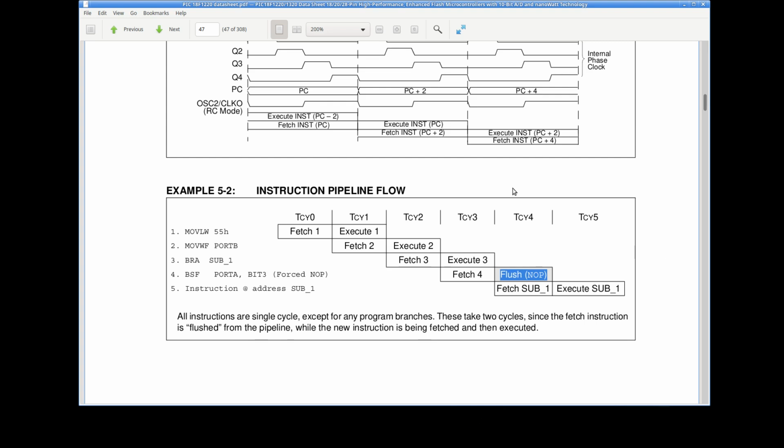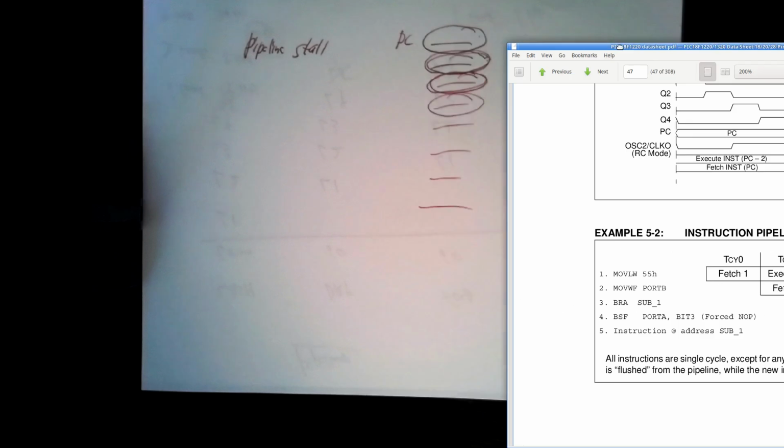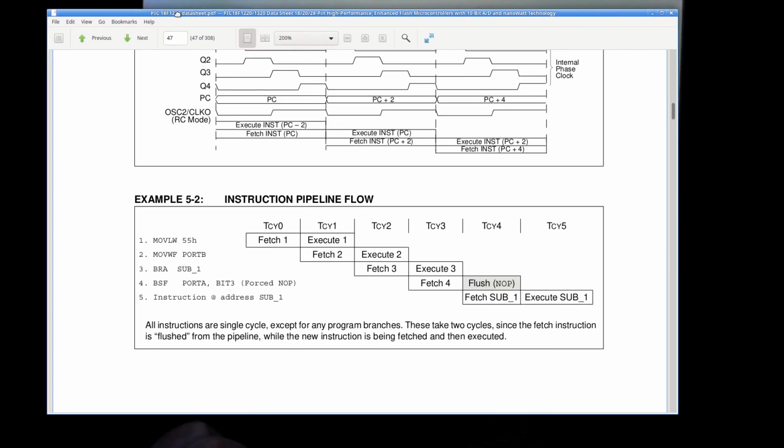So the mantra in computer architecture is that pipeline stalls kill your performance, and pipeline stalls are caused by branches. So if you can avoid branching, you can keep up the full pipeline and get better performance. And on a more sophisticated processor, we might see a pipeline that's several stages deep. Not just 2 stages like on the PIC processor, but several stages to the pipeline.